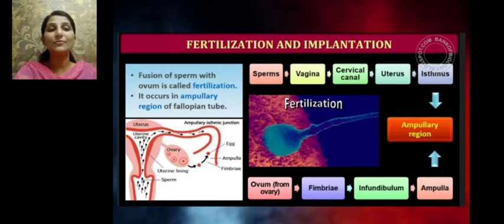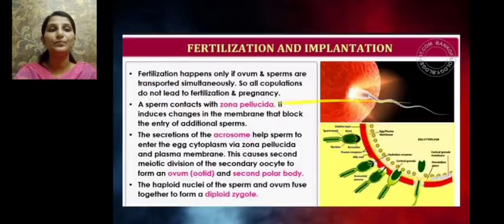Next, the female gamete, which is released by the ovary at the time of ovulation, is taken up by the fimbriae of the infundibulum, and from the infundibulum it moves to the ampulla and reaches the ampullary isthmus region or junction, where they meet each other and fertilization occurs. So fusion of the sperm and the ovum, both of which are haploid, is called fertilization, and it occurs in the ampullary isthmus region of the fallopian tube.